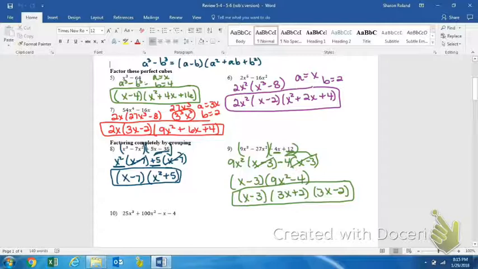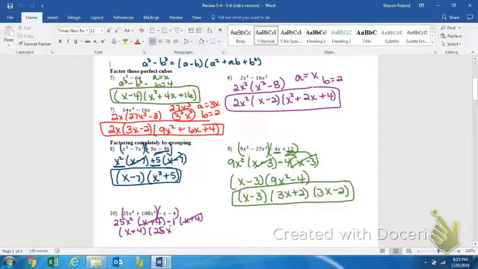Number 10. Put the first set in parentheses and the last set in parentheses. And what factors out of the first set of parentheses is 25x squared. And you're left with x plus 4. So you know this has to be x plus 4. And everything's exactly the same except for the sign. And when that happens, you factored out a negative 1. So x plus 4 is written twice.